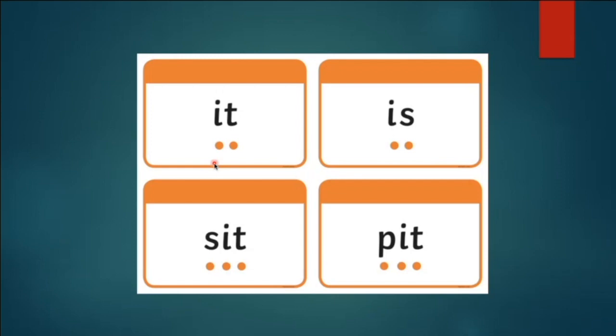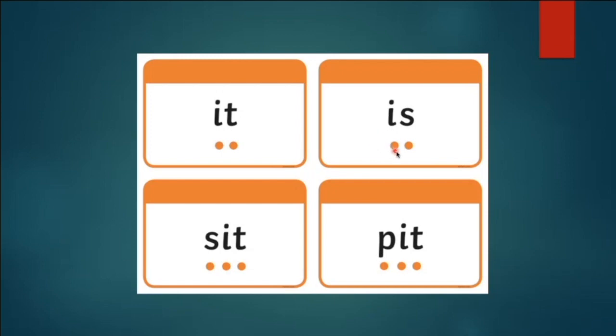Good job reading, everyone. Now, I want you to say the sound with me. Let's see how many sounds this word has. Let's count together. 1, 2. So this word has 2 sounds. Let's say the first one. E-t. It. So what word is it? This word is it. Good work. Now let's move on to the next.